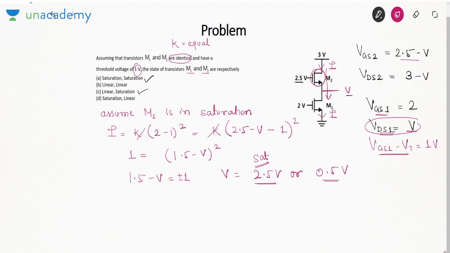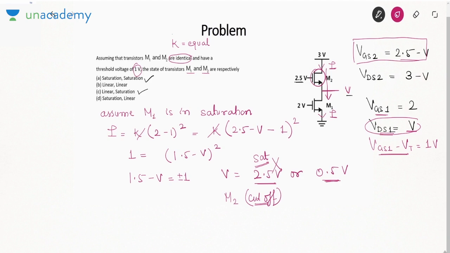But if V is 2.5, then this voltage will become 0. If this voltage becomes 0, it means M2 will be in cutoff. Because for transistor to be on, VGS must be greater than the threshold voltage. So this cannot be the answer.